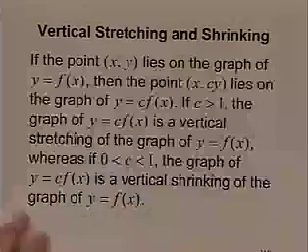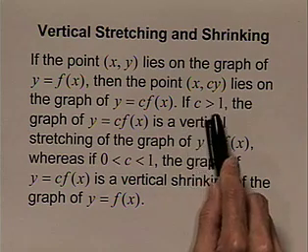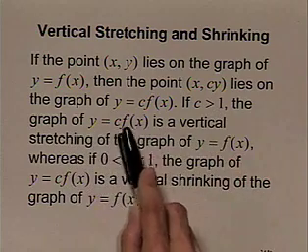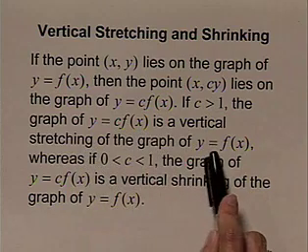Let's move on to vertical stretching and shrinking of a function. Here's the formal definition. If the point (x, y) lies on the graph of y equals f of x, then the point (x, cy) lies on the graph of y equals c times f of x. If c, this constant, is a number bigger than 1, the graph of y equals that number times f of x is a vertical stretching of the graph of f of x.